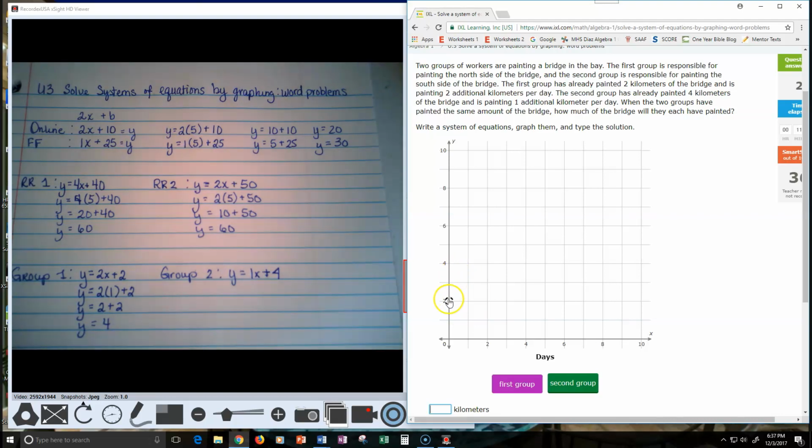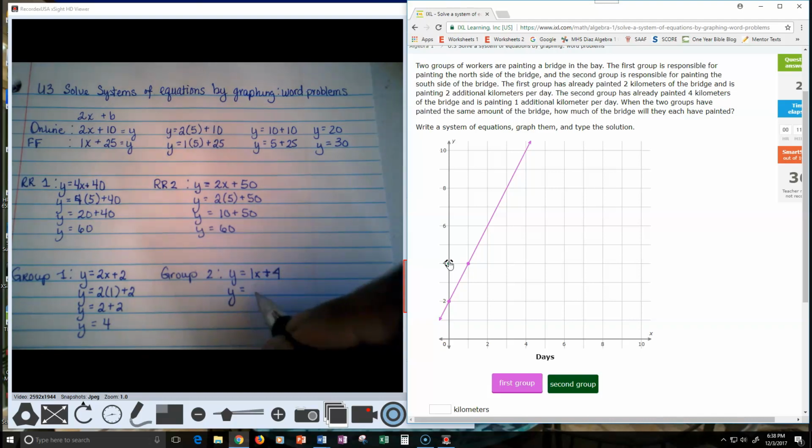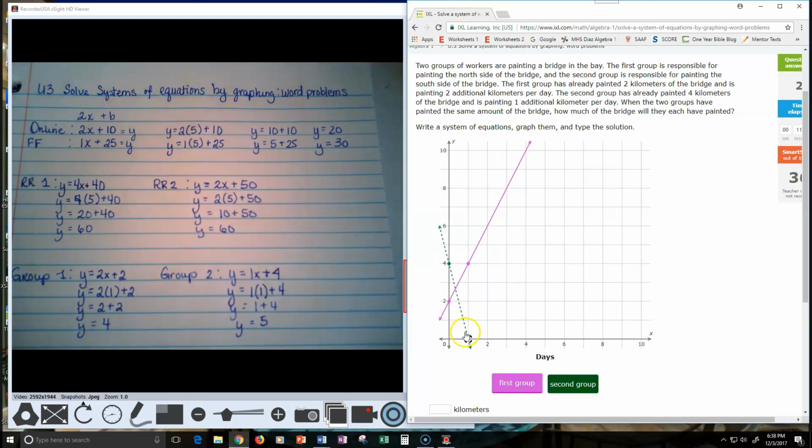So I can't forget, though, to start at my y-intercept, which is 2. And then when they paint 1 day, they will have painted 4 kilometers. Let's go ahead to the second group. Start at our y-axis. They've already painted 4. Well, if we say, okay, on their first day, we have y is equal to, well, 1 times 1 is 1, plus 4. Y is equal to 5. So when we put in 1 for the first day, we get out 5.